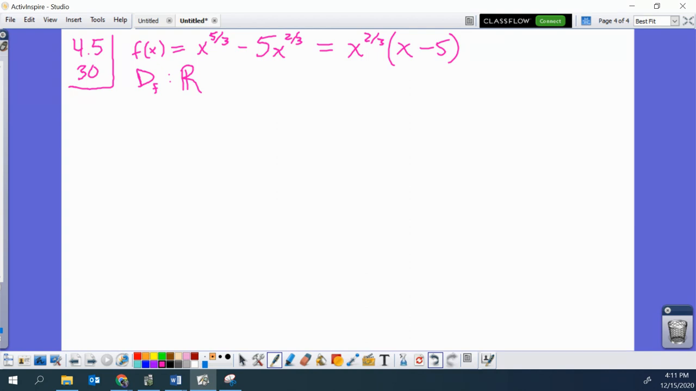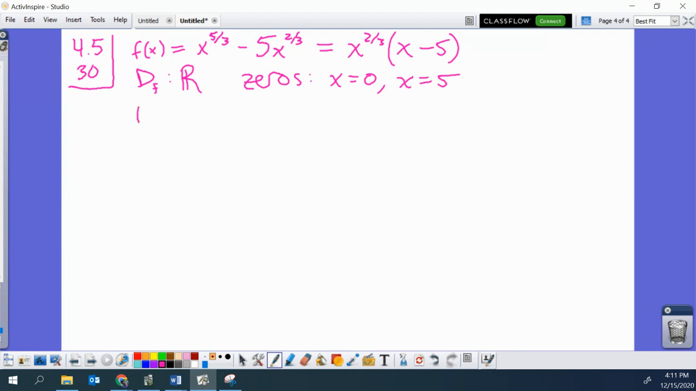The zeros of this function is another thing we can find here. X to the 2/3 gives us a 0 of 0, right? And x minus 5 gives us a 0 at 5. So zeros, x equals 0, x equals 5. So those will be x-intercepts on our graph. And actually 0, 0 is going to be a y-intercept also. So far, so good.